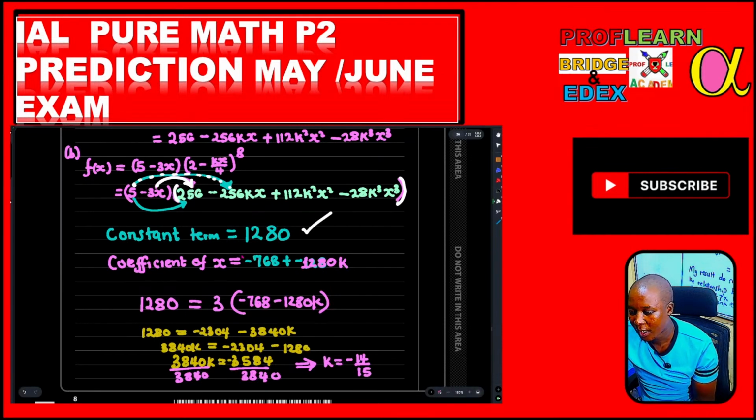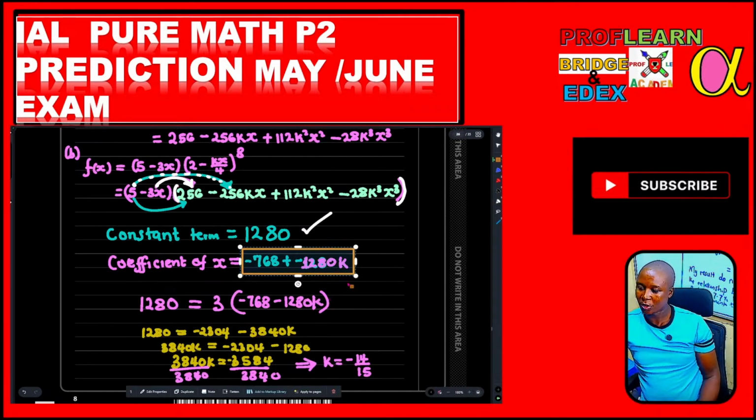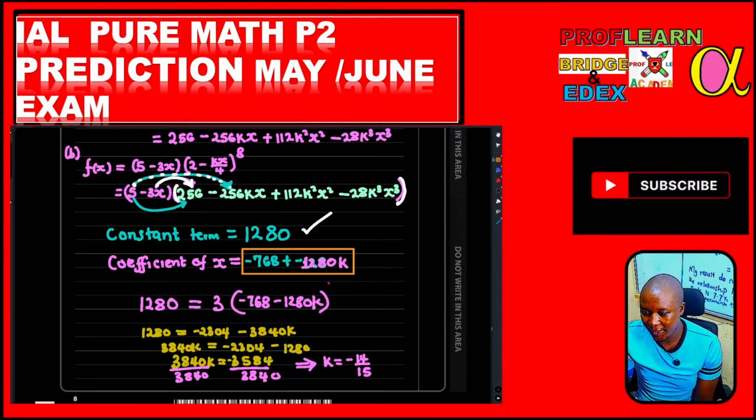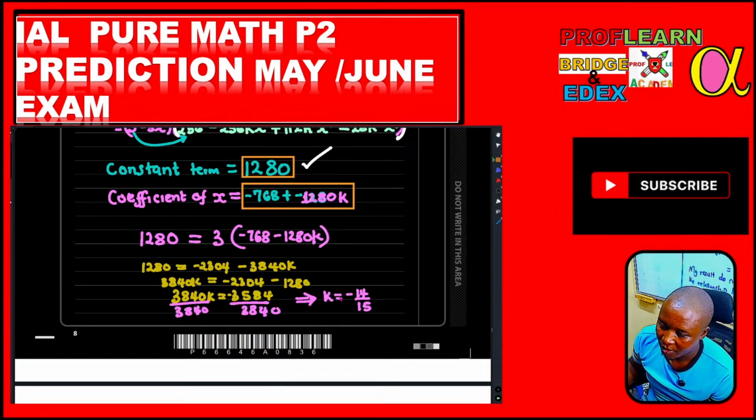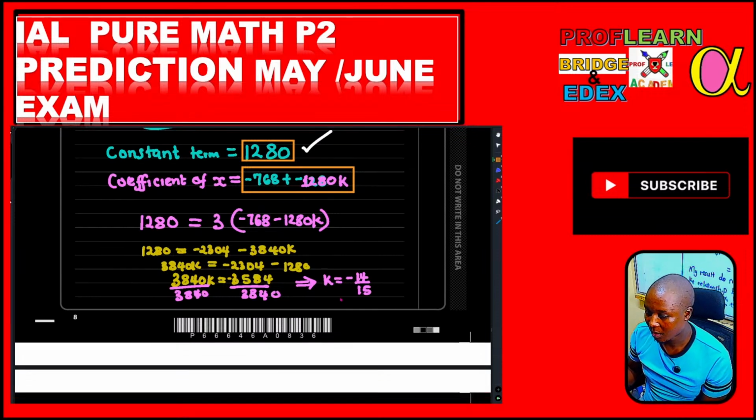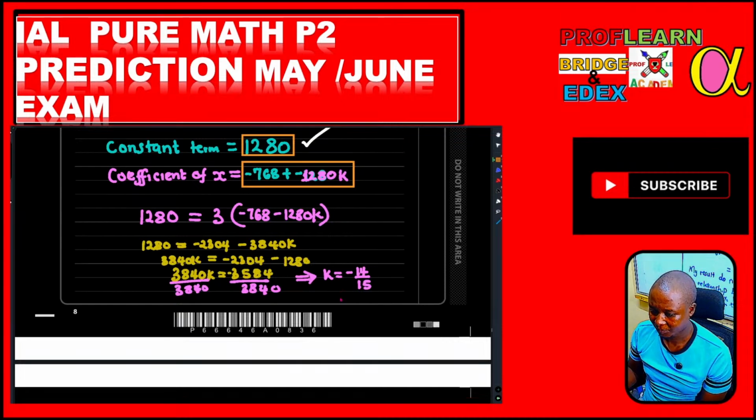So we are having our terms well seated here, but you see I've not included x because we are talking of coefficients of x. We were told the constant term is 3 times the coefficient of x, so 1280, which was our constant term, should be equal to 3 times whatever we have at this point here. Then if we work it out and solve for k, we get k being equal to negative 14 over 15.